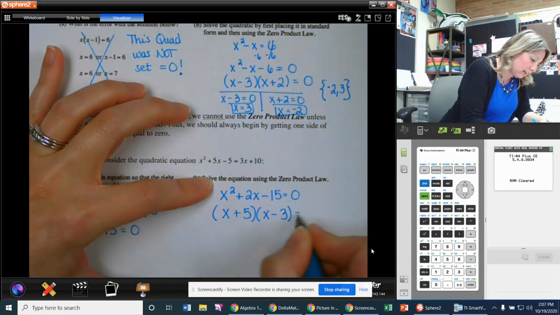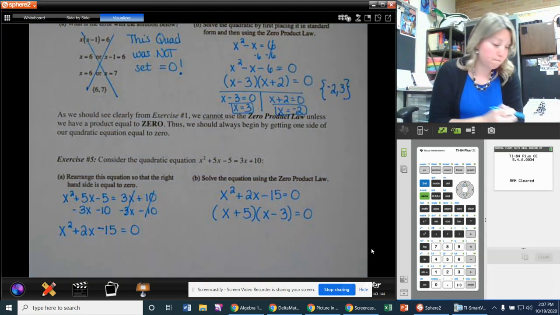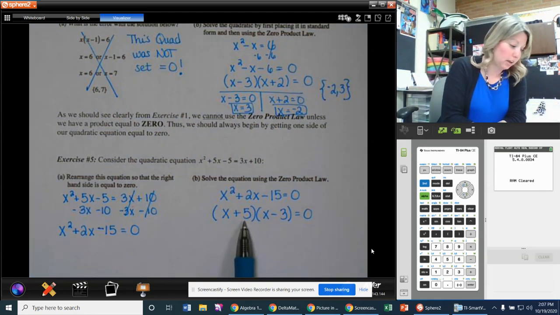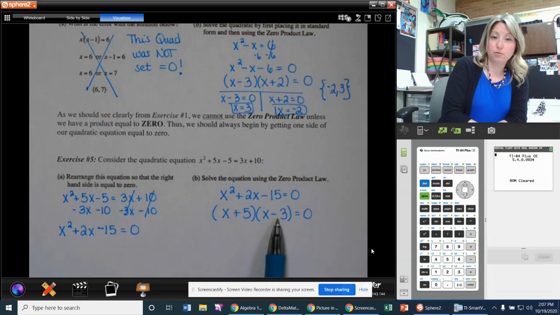And yet again, because it's always the case, the bigger factor has the same sign as the middle. Bigger factor is 5, has the same sign as the middle. The other factor is dependent on your n term. If your n term is negative, these will have different signs. So positive already taken care of. This has to be negative.